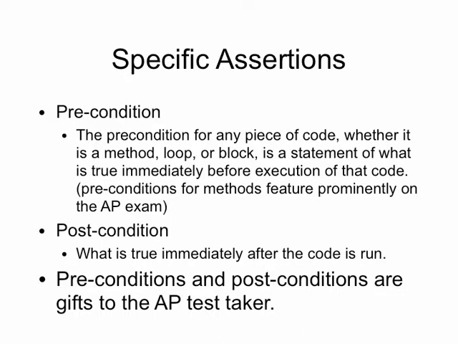Preconditions and postconditions, they are like little gifts to the AP test taker. So you can assume those things to be true about preconditions because they've told you that they are true, which is really handy. You don't have to check for null if the precondition tells you the list contains at least one element or is not empty.